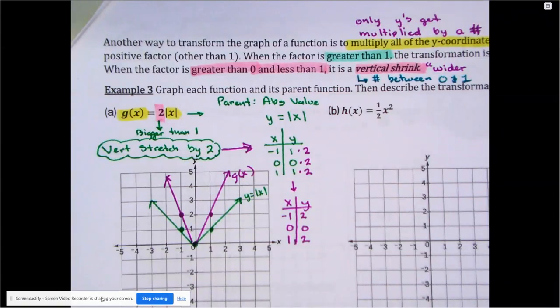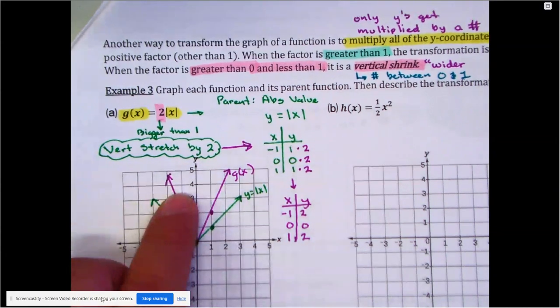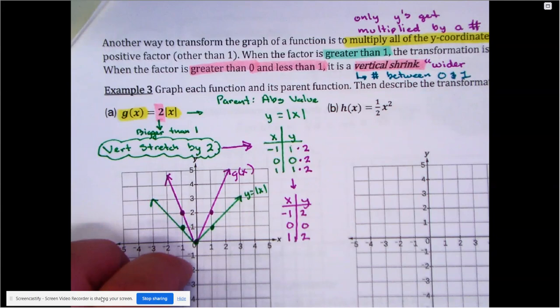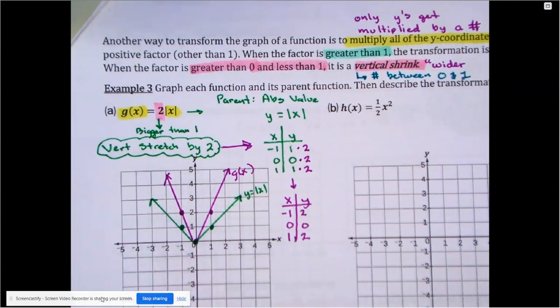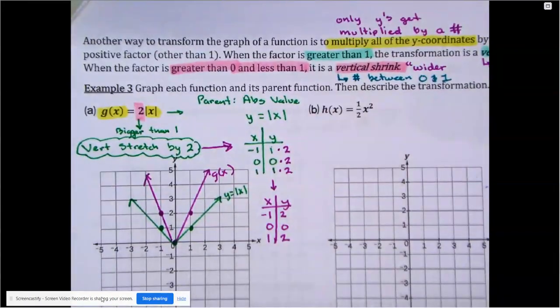So, for today, we are going to continue talking about lesson 6.1. This is the second half, starting off with example number 3, where we are practicing our parent functions, of course, and all the transformations that can happen. So, let's recap what we saw just right before example number 3 here.